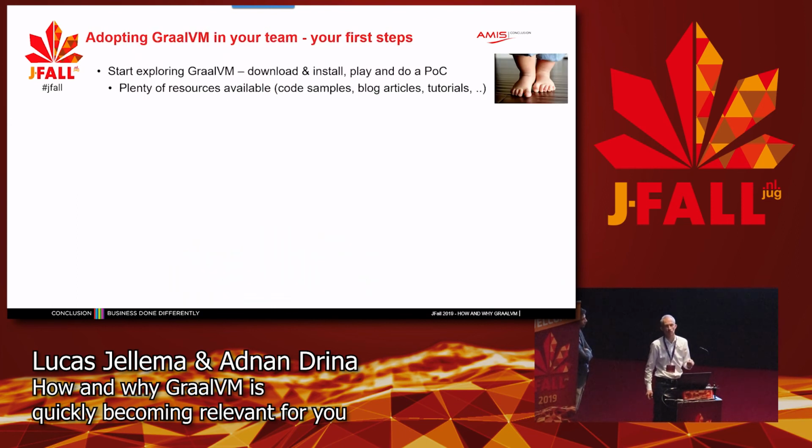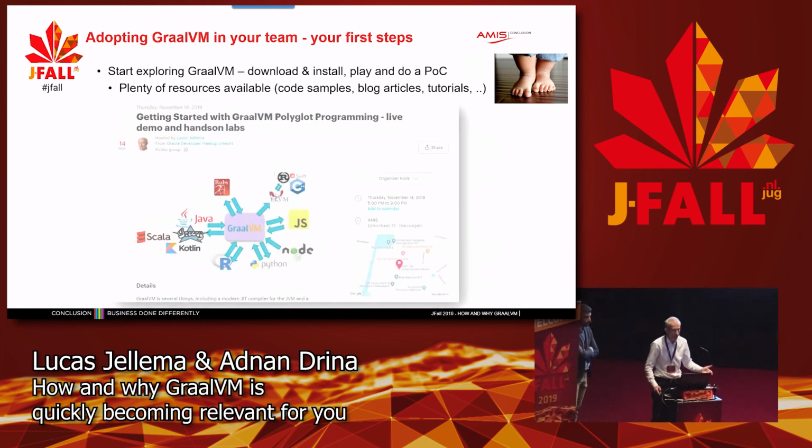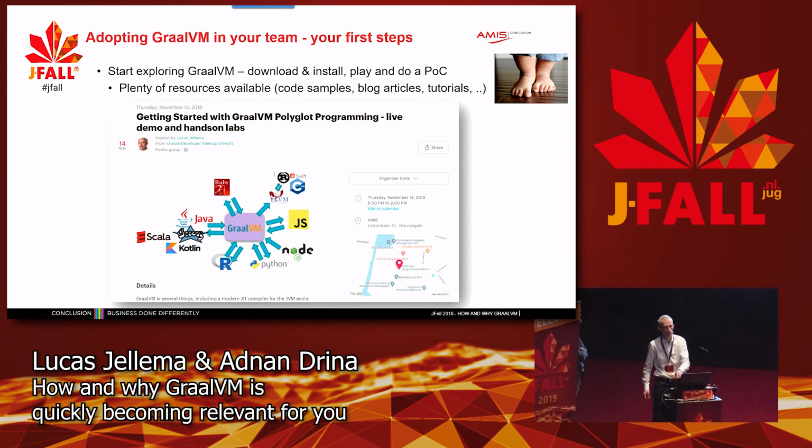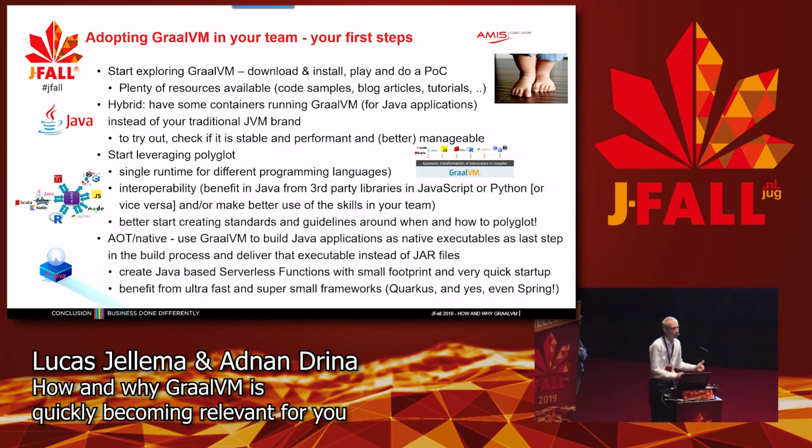You really should start adopting this, at the very least by playing with it, by exploring it, by looking at tutorials, perhaps attending the meetup we're organizing in 2 weeks' time about this very topic, Graal VM interoperability. And then start using it in production, maybe not across the board, maybe not for everything, but at least have some containers running Graal VM instead of the regular JVM, and maybe start playing with the binary executables, especially if you do serverless functions, and start using the polyglot options as well. We will need new best practices, standards, and guidelines for how to actually use polyglot programming, because it can be a mess if you don't do it right.